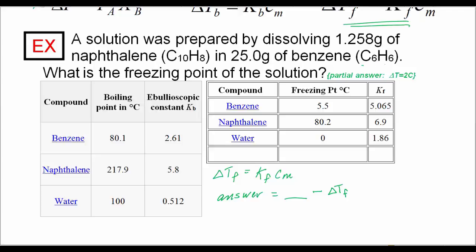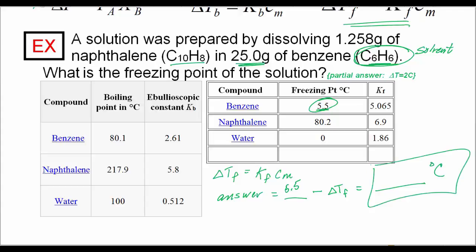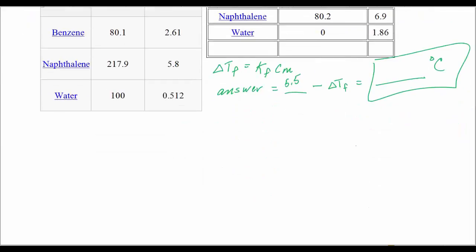Now, there's a good question. Which one is our solvent? The solvent, remember, is the one that you have the most of. So this has to be my solvent, because look, I have 25 grams of it. It's a lot more than the naphthalene. It's only 1.2. So if benzene is my solvent, its freezing point is 5.5. So I'm going to calculate that delta TF, subtract from 5.5, and I will have my answer. Okay, let's calculate that delta T. Just how much is that freezing point reduced by? Well, we're going to need a Cm, so let's get that Cm.